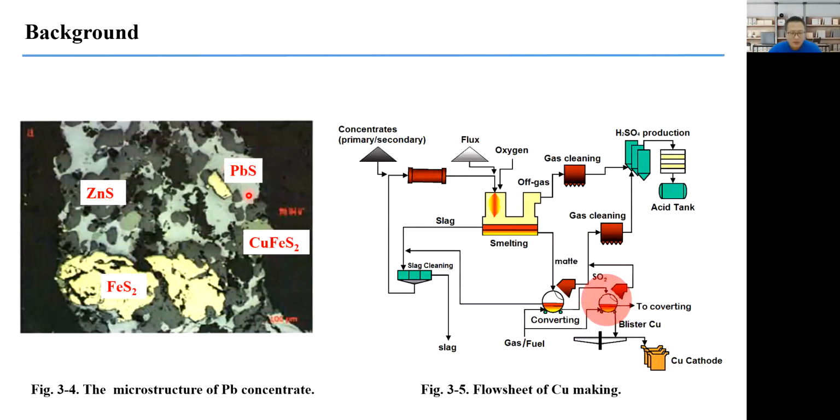And in copper or lead making, this is the concentrate of galena, lead sulfide. There is always some copper or zinc coexisting, so we have to take care of all those metals. Lead is major, and zinc should be recycled with the assistance of synthetic hydrometallurgy. And copper should also be separated and recycled.